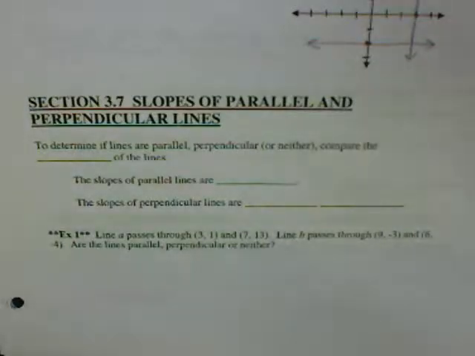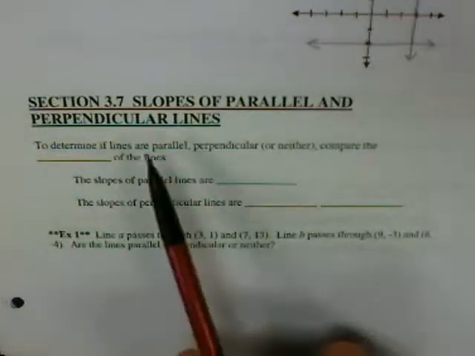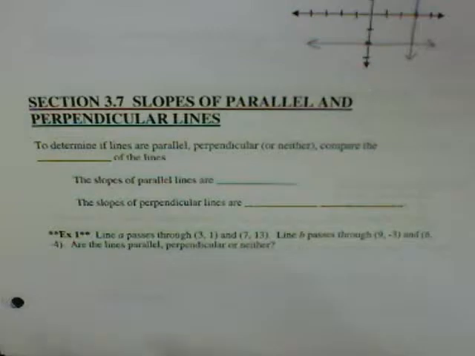Alright folks, this is section 3.7. This is page 15 of your chapter 3 notes. This is a fairly short section, so we're going to take care of it all today. It tells you that we're doing the slopes of parallel and perpendicular lines.